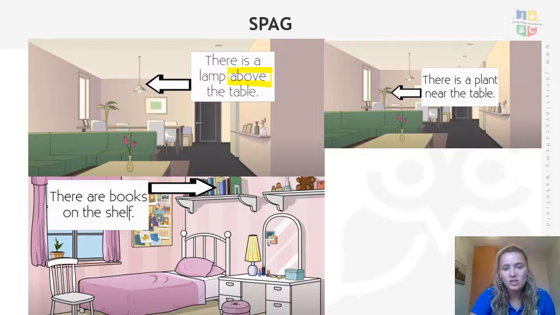There are books on the shelf. What is the preposition going to be? It's going to be on. If you've got that, well done, because it's saying where the books are. They are on the shelf. There is a plant near the table. What would the preposition be? Well done if you said near, because it's telling you where it is. It's close to something, so close to could be the preposition. So we can see how we use the prepositions. We've got above, on, near.